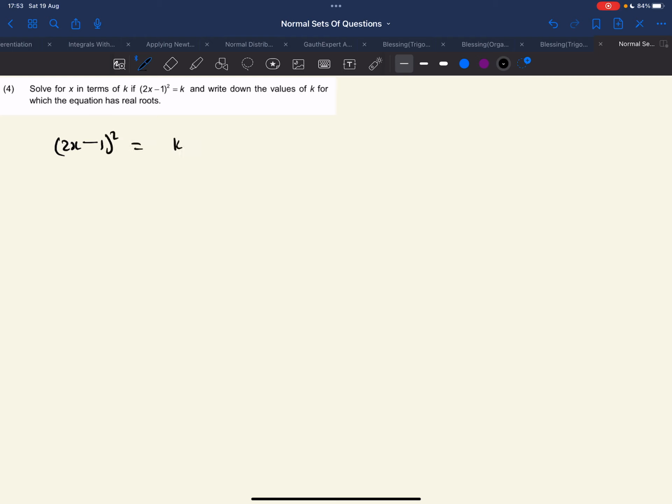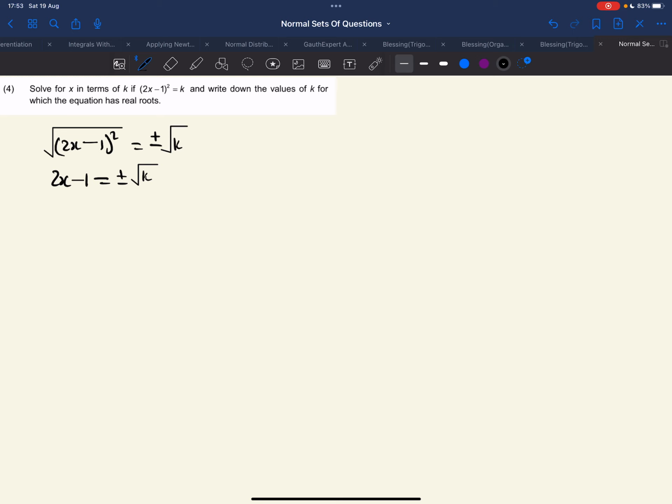Now remember, in maths, to get rid of the square, we always have to take the square root of both sides. Also remember, in maths, whenever you do a square root, you must always put a plus or a minus there. Then if you do that, you're going to get 2x minus 1 equals plus or minus the square root of k.